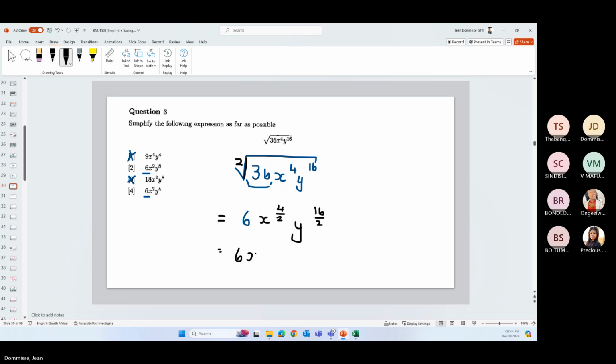So 4 divided by 2 is 2. So if we look at the answers, both of them are still correct. 16 divided by 2 is 8, so y to the power of 8. So the correct answer is option 2 and not option 4.